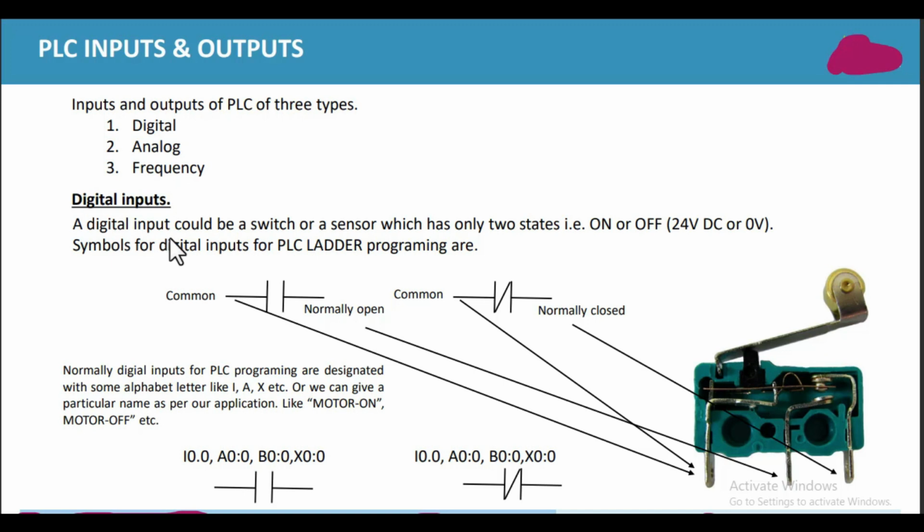Digital inputs. A digital input could be a switch or a sensor which has only two states, that is on or off. When it is on, it is 24 volt DC in case of PLC, and when it is off, it will show a 0 volt signal.